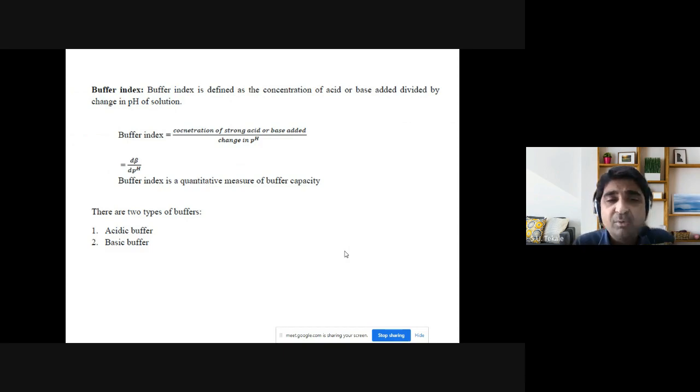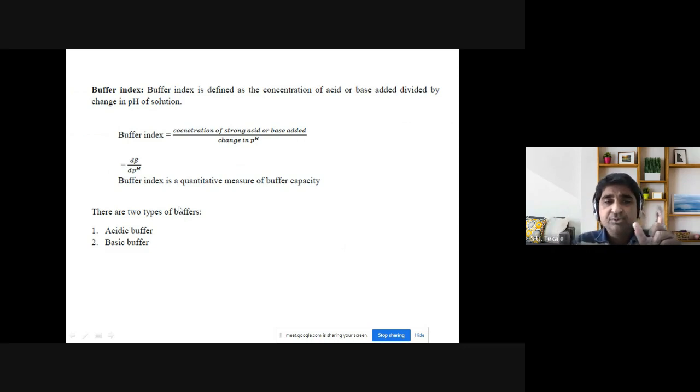And the ratio, that is the concentration of strong acid or base added divided by the change in the pH value, that is dB upon dpH, that is called buffer index. And this buffer index is a quantitative measure of buffer capacity. Now what is that buffer capacity or what is the buffer action? We will see in the next slide.